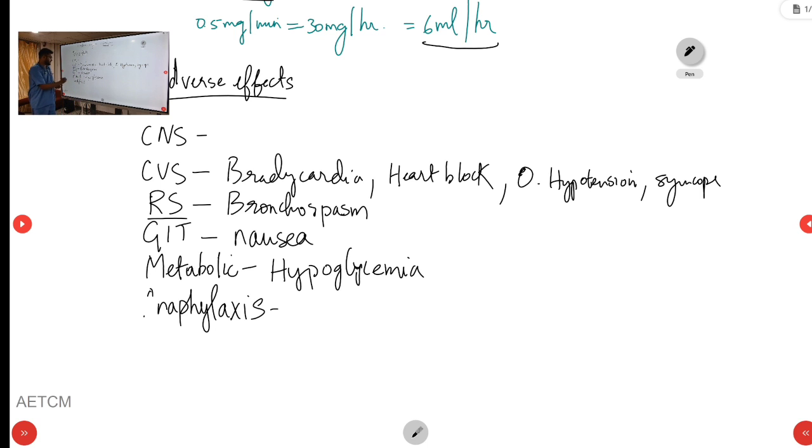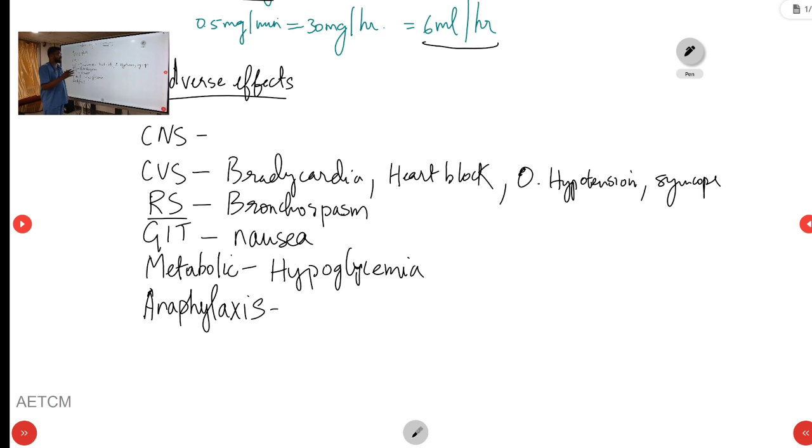Okay, and the other thing is, as with every other drug, it can have hypersensitivity reactions or anaphylaxis as well. Also the skeletal muscle blood flow is reduced, so there can be some weakness as well. Okay, so these are the most common adverse effects of the drug.